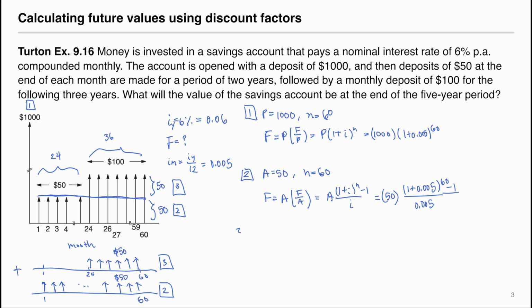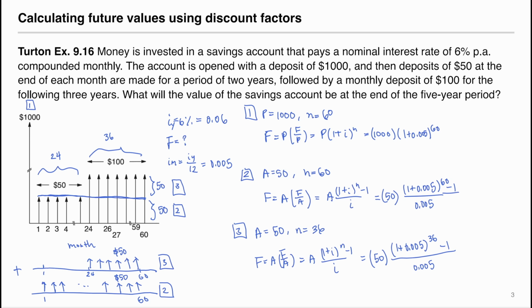And the third part is the final 36 months where we have annuity $50, but it will just be 36 months of annuity. So same equation applies, but the values of each variable we substitute might be different. So A still is 50, 1 plus I is still the monthly interest. The number of months we're compounding is 36 months.